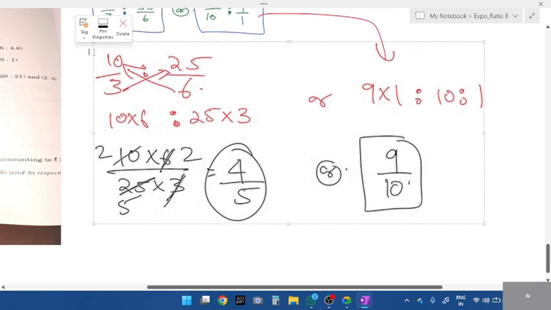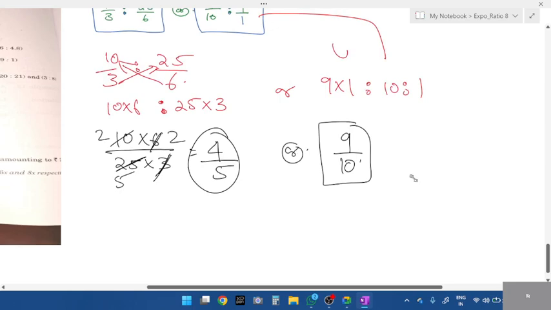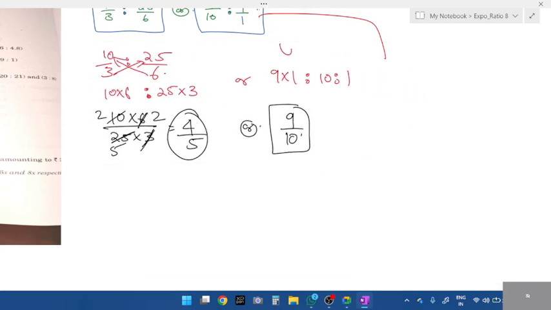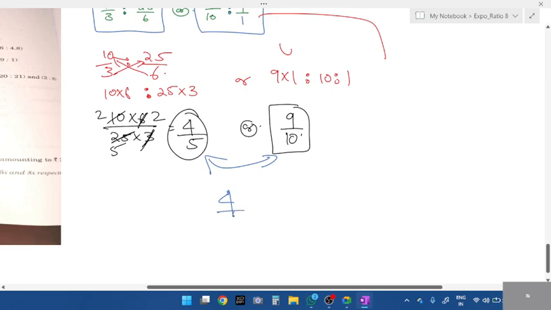When can we use this method? When how many terms are there? When only two terms. Again, how many terms do we have? One or two terms? Two terms. Then again you can follow the same method. Take 4 by 5 or 9 by 10. Just cross multiply. When you cross multiply, what do you get?